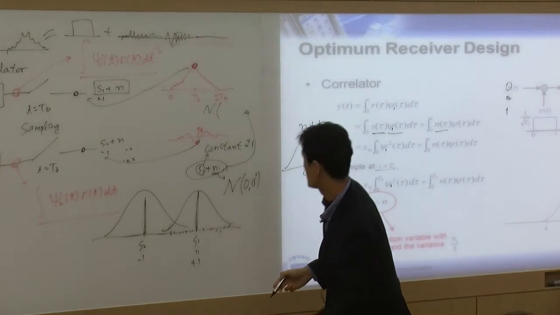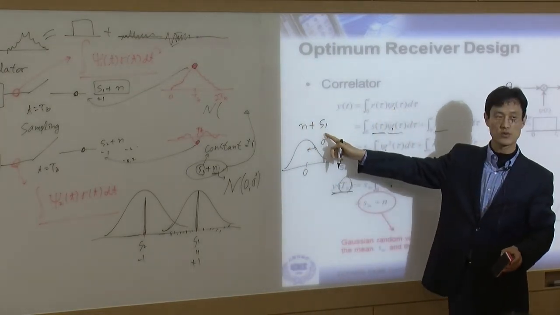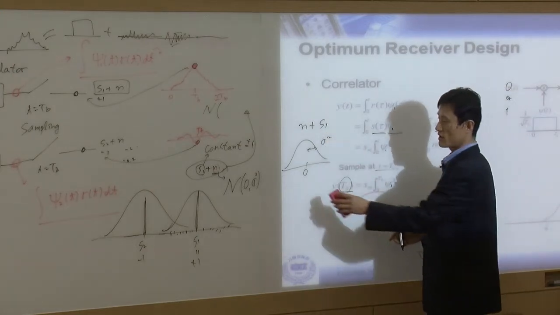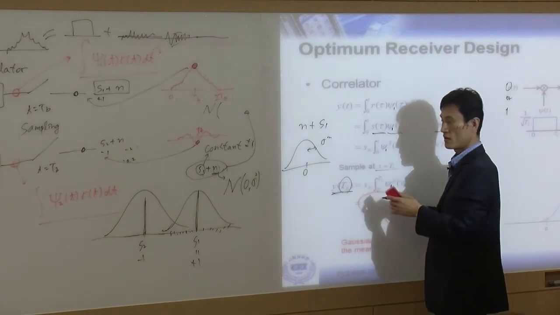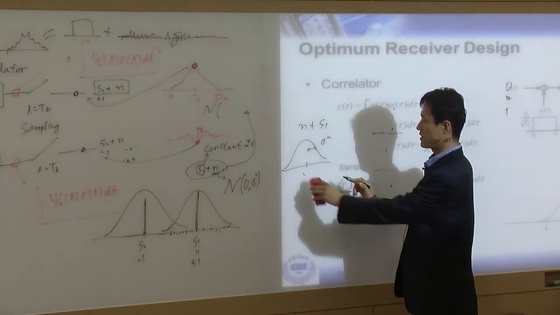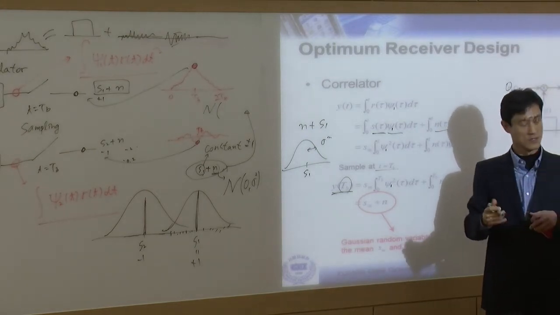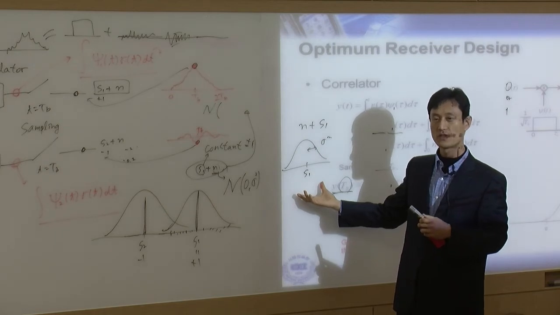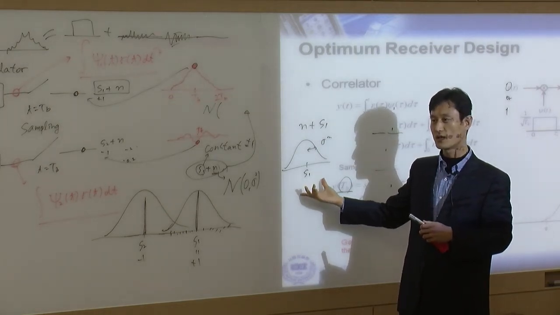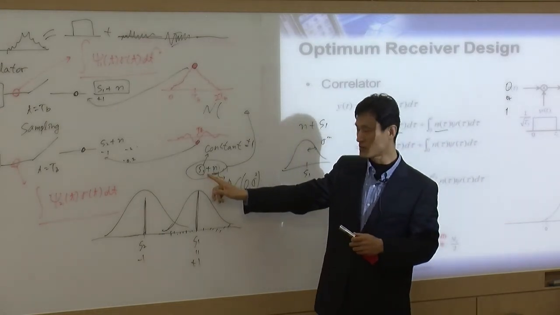We are just adding a constant, S1. This S1 is a constant value. So what's going to happen is this whole distribution is now shifted, and the middle point now becomes S1. That's it, simply. It's shifted. So it's not a zero mean Gaussian. It's a Gaussian with the mean at S1.